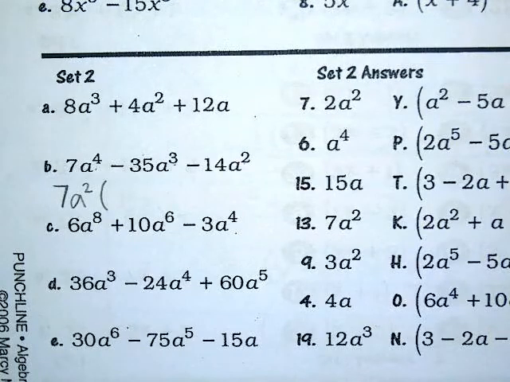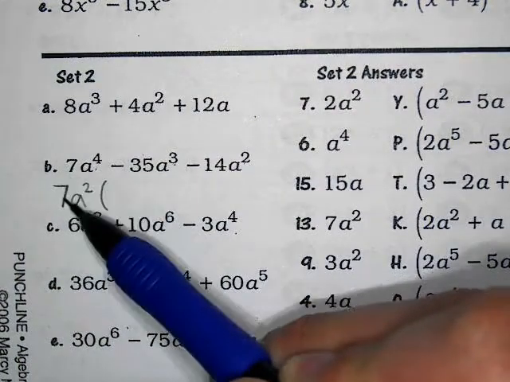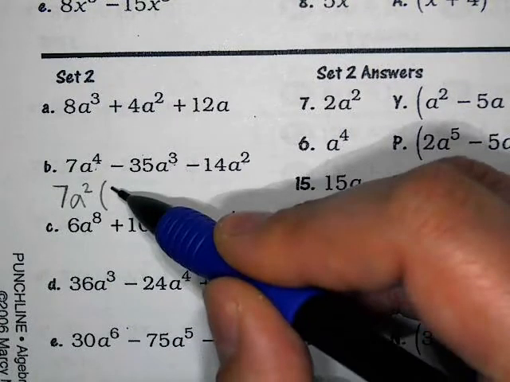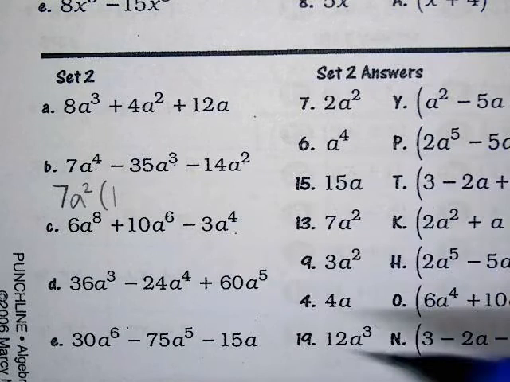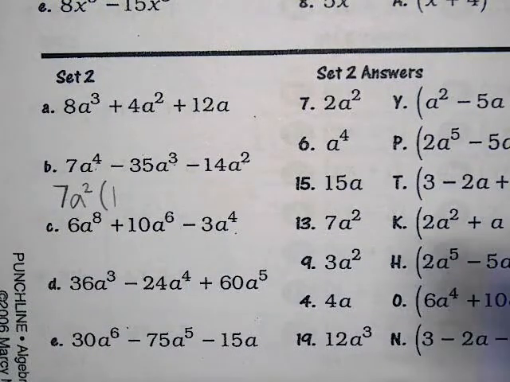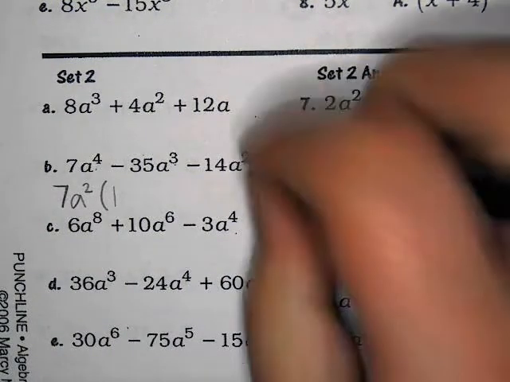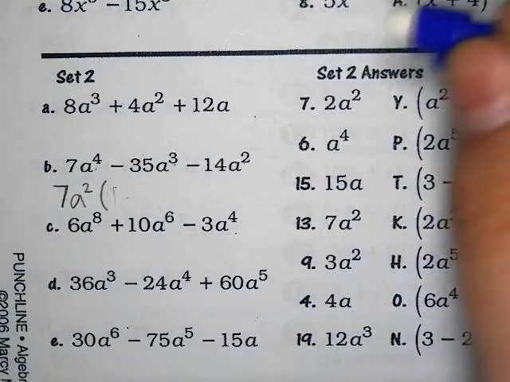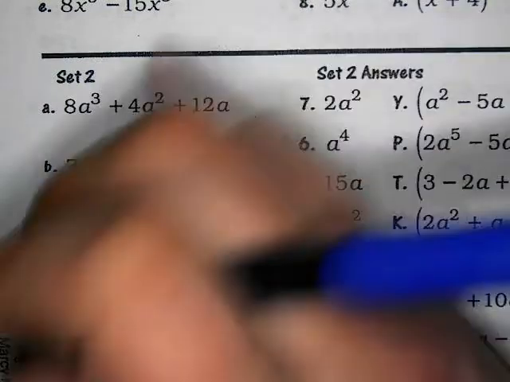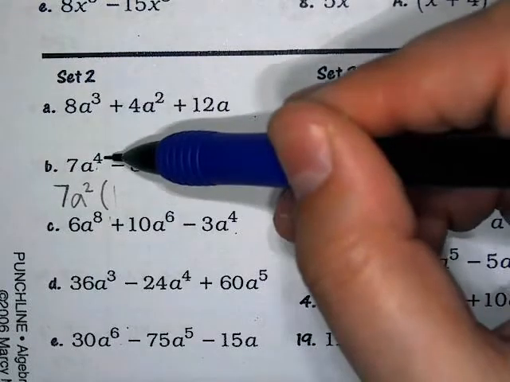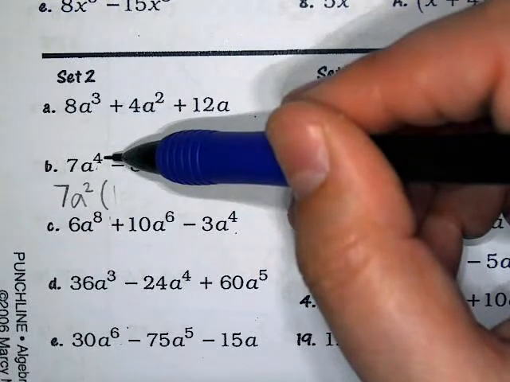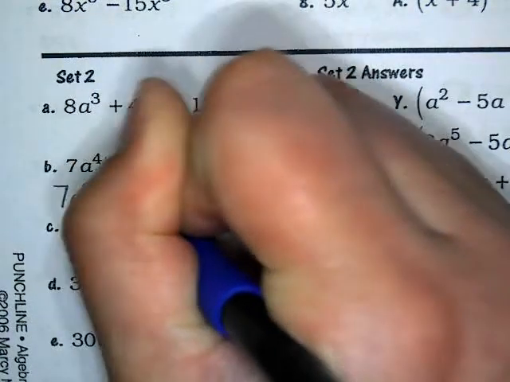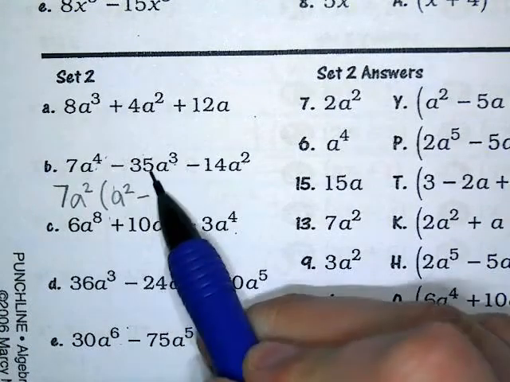Okay, so 7 divided by 7 is 1. Now, when we have a coefficient of 1, you can choose to write the 1 or you can choose to not write the 1. It's up to you. Most math people do not write the 1. So you can write it or not write it. It is up to you, okay? Now, if we had 4 a's and we took 2 of them out, how many do we have left over? 2.